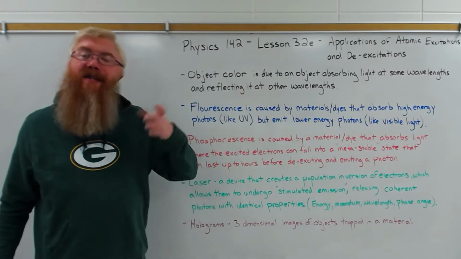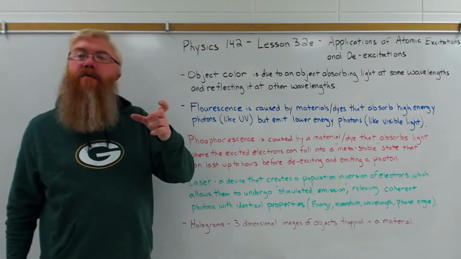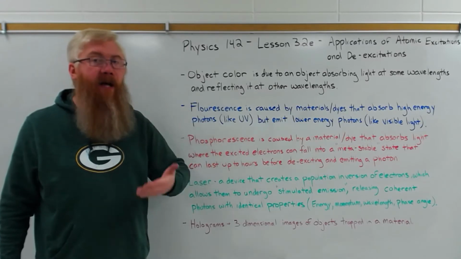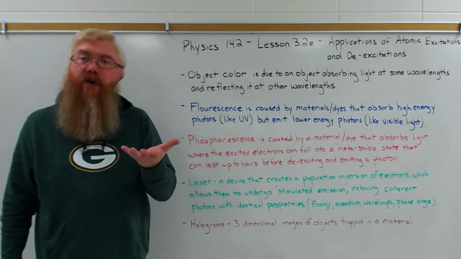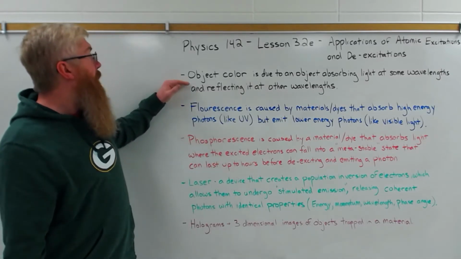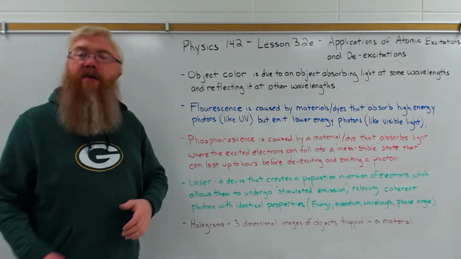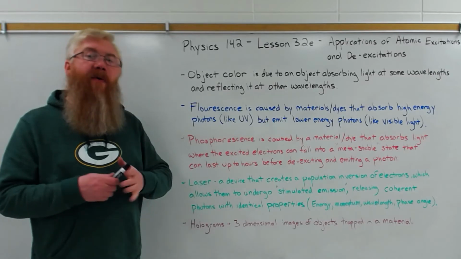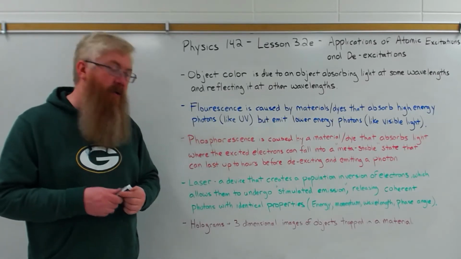When chlorophyll leaves a leaf, then the leaf no longer absorbs a lot of yellow reddish light, and that's why you see the leaves turn colors. So object color deals with atoms or molecules that preferentially absorb some color and not others.